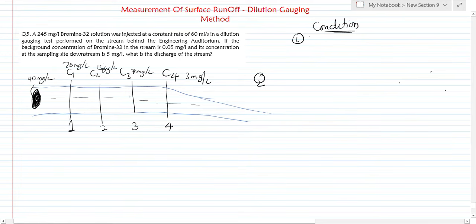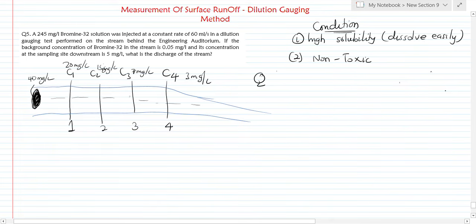First, the substance that you are going to use as your tracer should have high solubility, meaning that it should dissolve easily in water. Two, it should not be toxic to aquatic life. Three, it should be stable. That is, it should not react with water. It should be non-reactive with water.